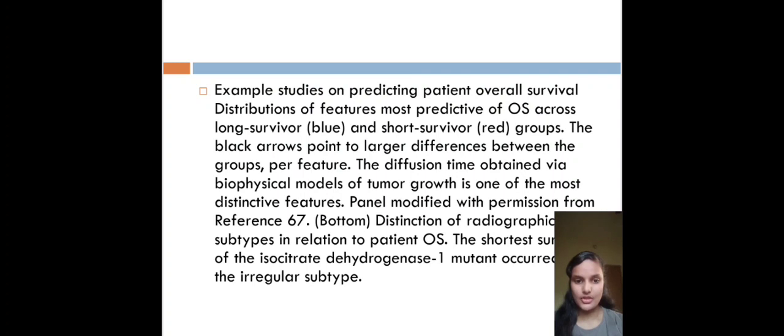Example studies on prediction of patient overall survival: the distribution of the features most predictive of overall survival across the long survival and short survival groups, and the black arrow points to large differences between the groups per feature. The diffusion time obtained via the biophysical model of tumor growth is one of the most distinctive features, modified with permission from references. And the distinction of the radiographic subtypes in relation to patient overall survival, the shortest survival of the isocitrate dehydrogenase 1 mutant occurred in the irregular subtype.